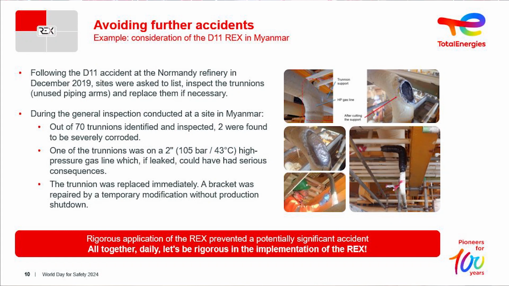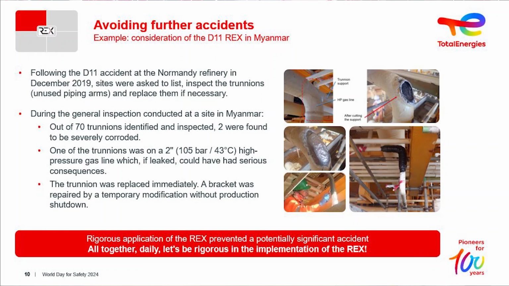This is just a REX from the Normandy refinery we talked about. After this REX was issued, a site in Myanmar carried out a check on trunnions. Trunnions are like pipe supports, you can just check it online. So they carried out a trunnion inspection. We also did that at our depot, and we had some improvements in that, but I won't focus on that today. During the process, one of the trunnions was on a 2-inch high pressure gas line, which if leaked could have had serious consequences. So this potential event was averted due to deployment of the REX from the Normandy refinery fire. This is an example of how we can learn from REX.